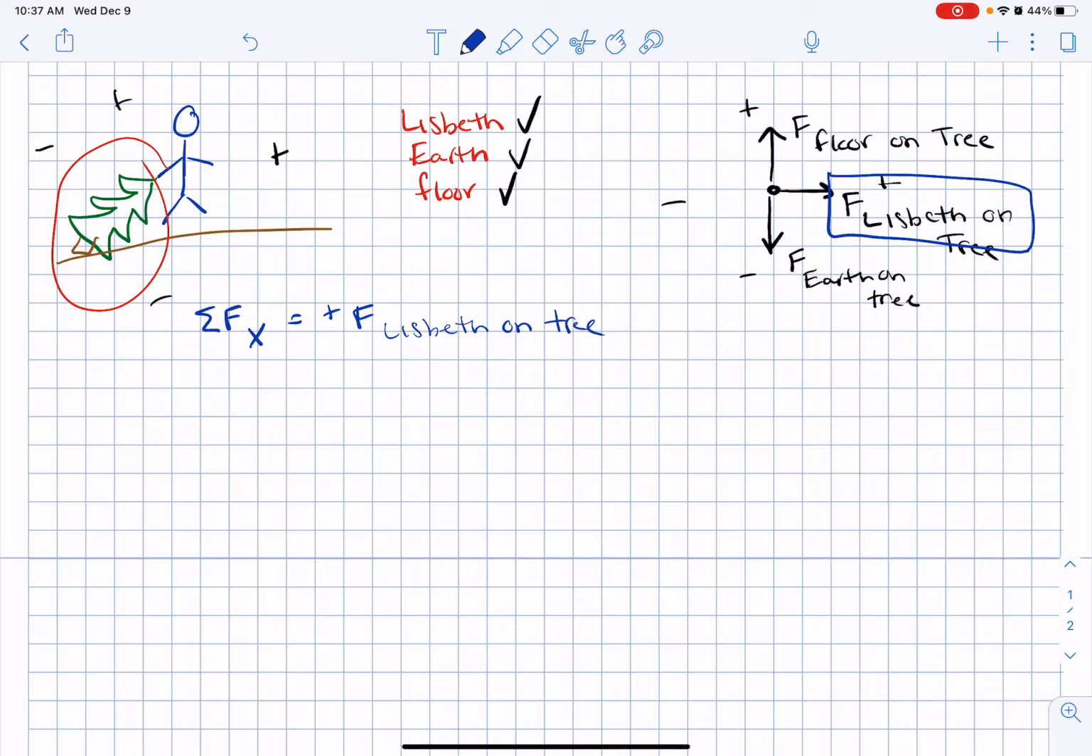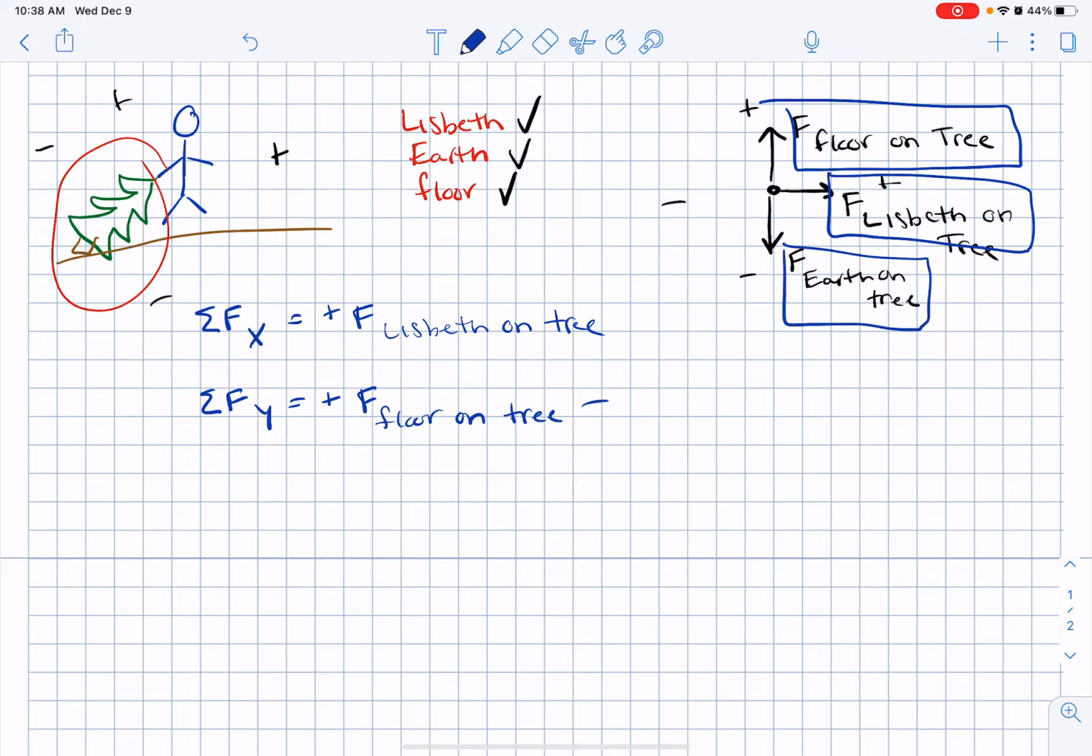Okay, so that's it. I'm done with my horizontal forces. There is no force in the negative direction, so I'm not including anything. Now I have my sum of the forces in the y direction. So in the positive direction, I have the force the floor exerts on the tree. So I'm putting positive force floor on tree. And in the negative direction, I have the force the earth exerts on the tree. So I'm putting minus force earth on tree.